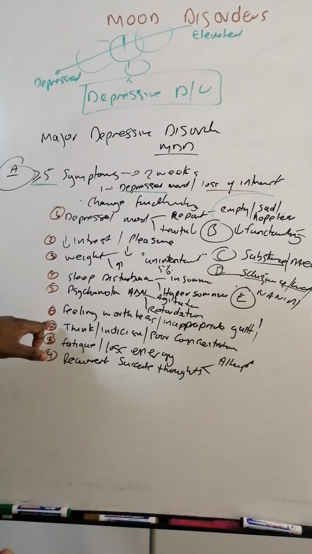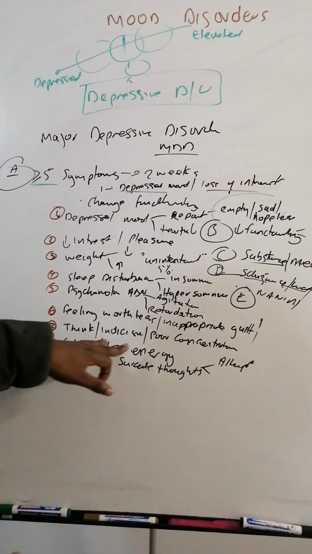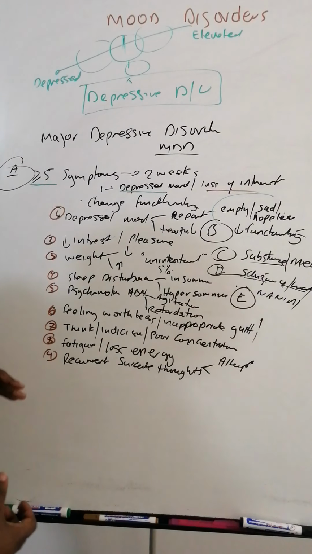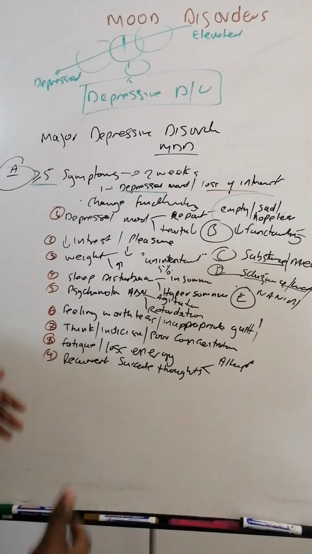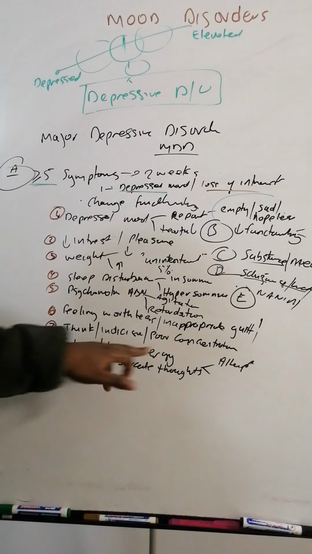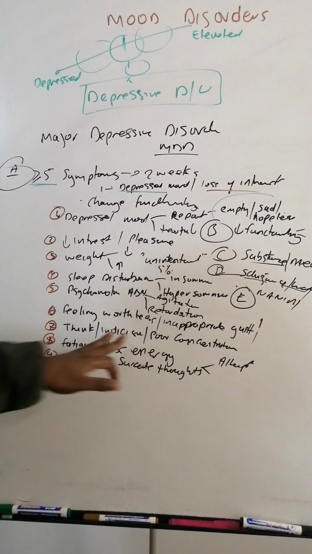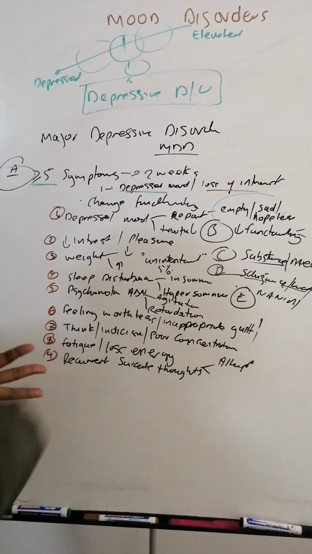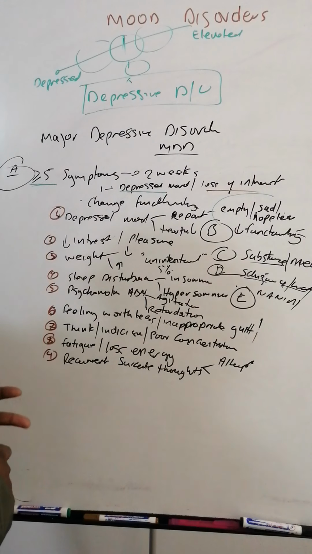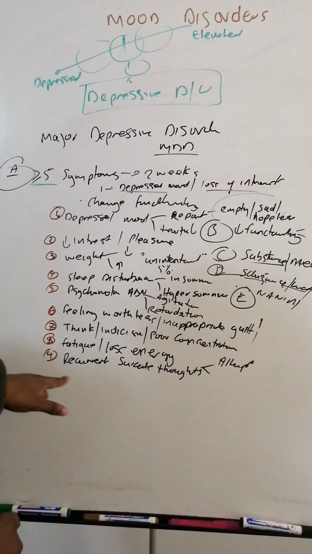And then now their cognition is involved. They start to be slow in their thinking, indecisive, with poor concentration. And now this is where they start to have reduced functionality, because if you've got loss of energy, if you cannot think properly, then you will have a reduction in your major functional areas in life. So fatigue, loss of energy, recurrent.